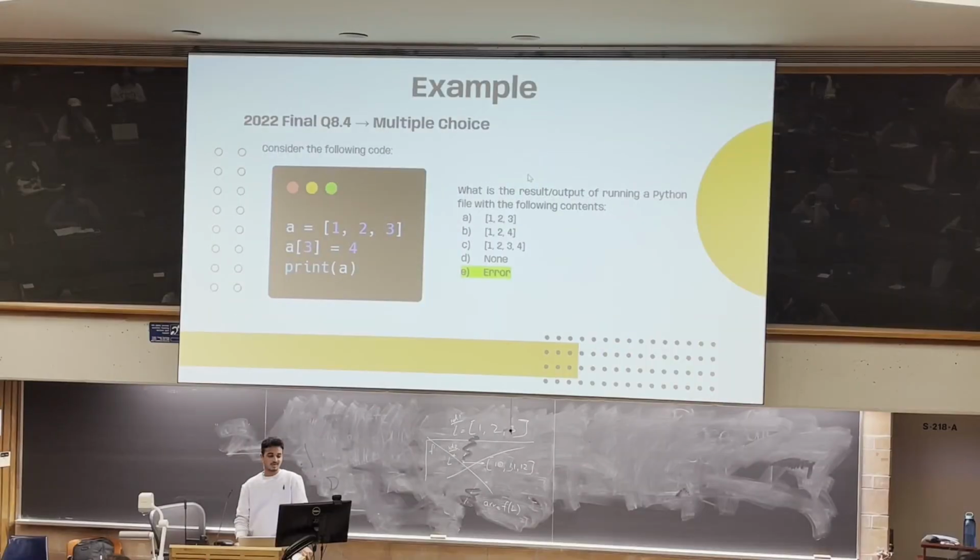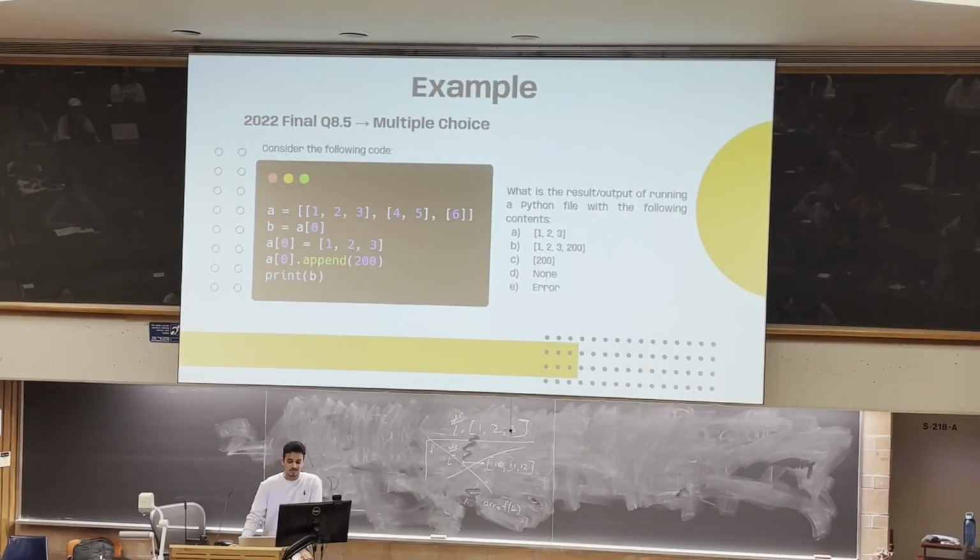Right? What is the result of running a Python file with the following contents again? Now, A is equal to a two-dimensional array. The first element is an array which contains 1, 2, 3. The second element of A is another array of length 2, contains 4, 5, and the third element is a 1D array that contains only one element, 6. B is equal to A[0]. A[0] is 1, 2, 3. Then A[0] equals 1, 2, 3 again, A[0].append(200) appends 200 into that list, and you're printing B. What is the output?